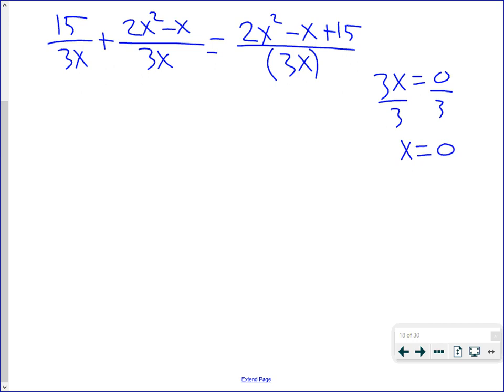0 divided by 3 is just 0. So we know our only excluded value of x is going to be 0. So x cannot equal 0.